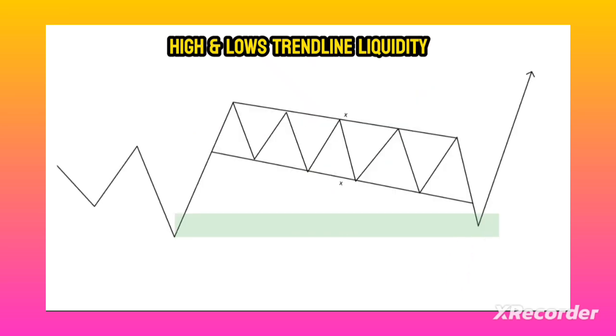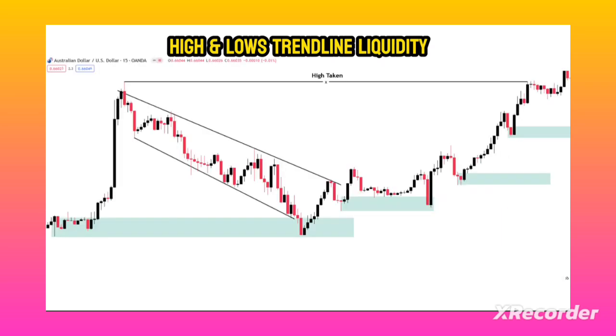Now the trend line can also be a descending trend line, and it works the same way, with liquidity sitting above and below the trend line. Smart money waiting for the demand zone to be filled. A quick example for the descending trendline liquidity.